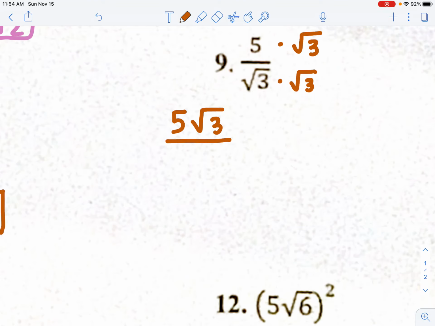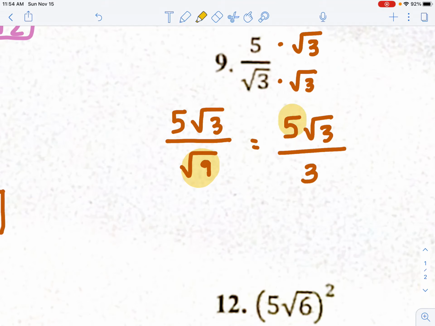The bottom, we have radical 3 times radical 3. Well, 3 times 3 is 9. And we're going to look. Well, the whole point of us doing this was to get rid of the radical in the bottom. If you look at this, radical 9, that's one of our perfect squares. The square root of 9 is actually 3. So I can say 5 radical 3 divided by 3. And you'll notice now in our denominator, there's no more radicals. The last thing you're going to look at here is the numbers 5 and 3. Can I divide 5 by 3 perfectly? No. So my final answer would just be 5 radical 3 divided by 3.